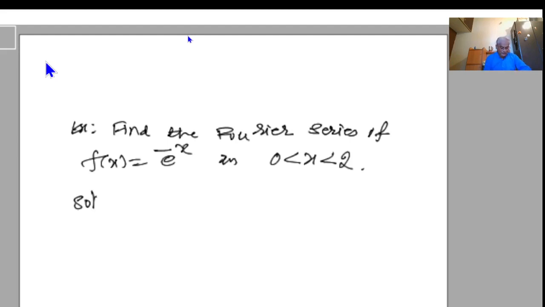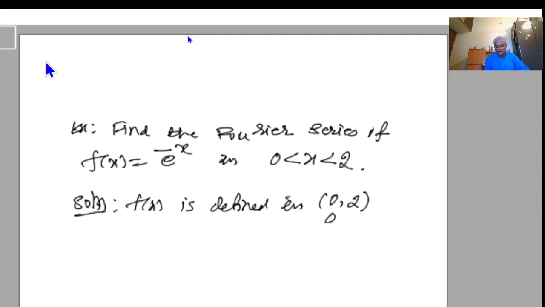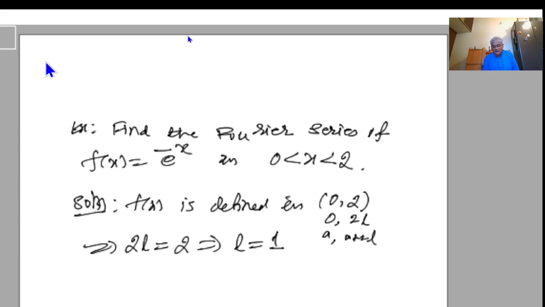Okay, so here f of x is defined in 0 to 2L. That is here we have 2L equal to 2. This implies L is equal to 1. So this is our a to a plus 2L, where a equal to 0, right? So L equal to 1. The function is defined in a to a plus 2L.